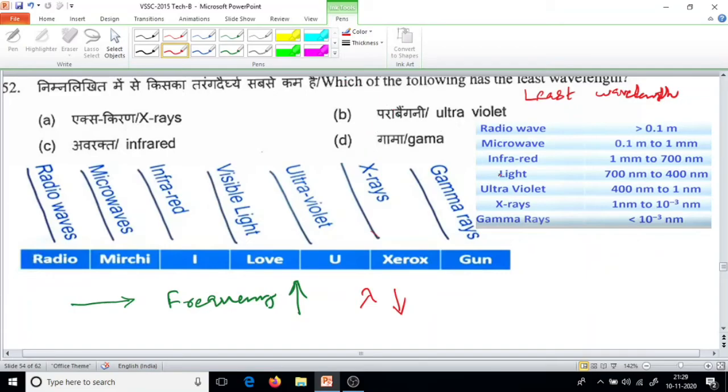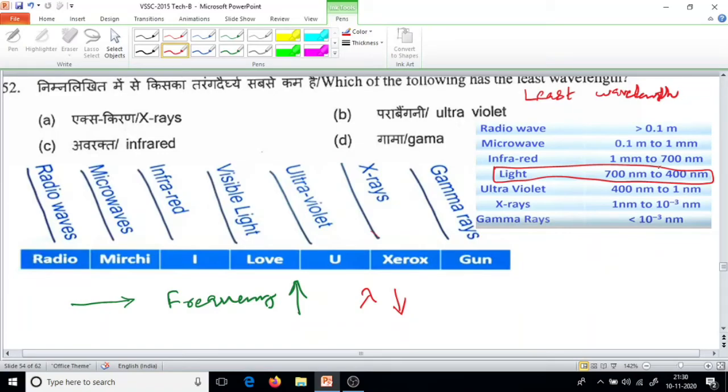Now, you have to remember the light. What is the wavelength of light? This wavelength is 700 nanometer to 400 nanometer. After light, ultraviolet starts from 400 nanometer to 1 nanometer. Then 1 to 10 to the power minus 3. So the wavelength of visible light varies from 700 nanometer to 400 nanometer.